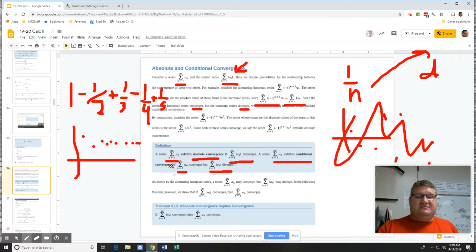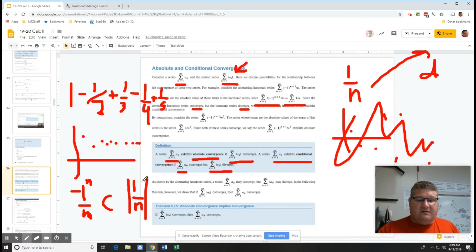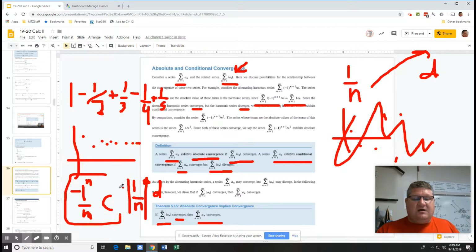So for example, this becomes conditional in our case, because -1 raised to the n over n would definitely converge. But if I take the absolute value of that, then it's going to diverge because it looks harmonic. If an absolute value does converge, then the whole thing converges absolutely. If you have something that will converge, but when you take the absolute value it diverges, that's conditional.